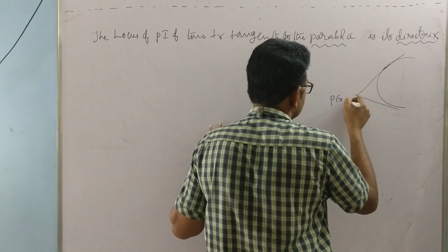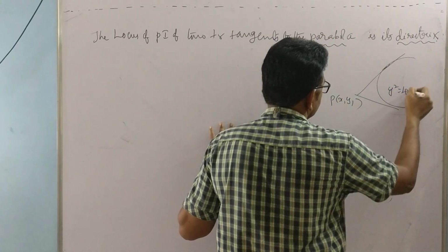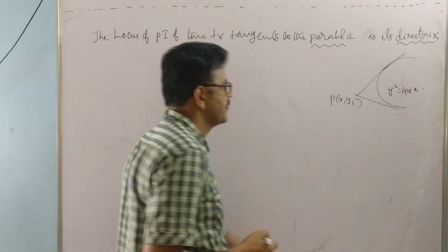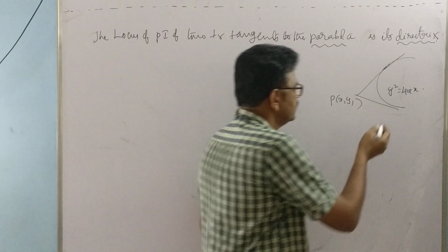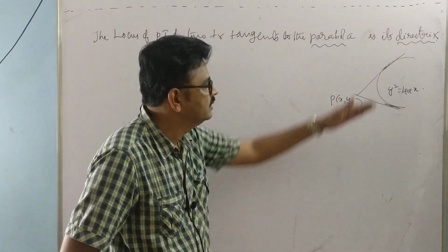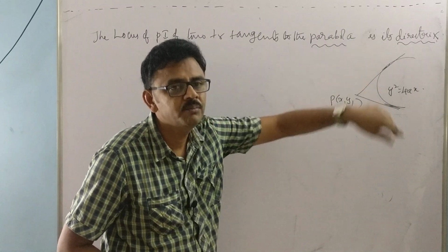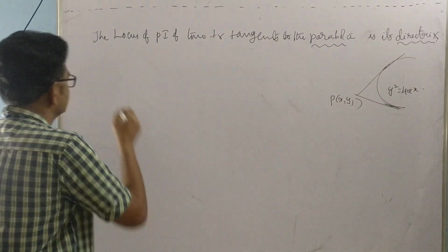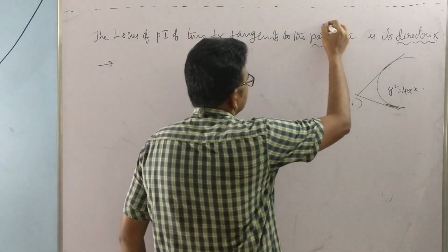So, this point is (x1, y1). This is y² = 4ax. From an external point, you can draw two tangents. The equation of tangent to the parabola in slope form: here, I am taking the parabola y² = 4ax.